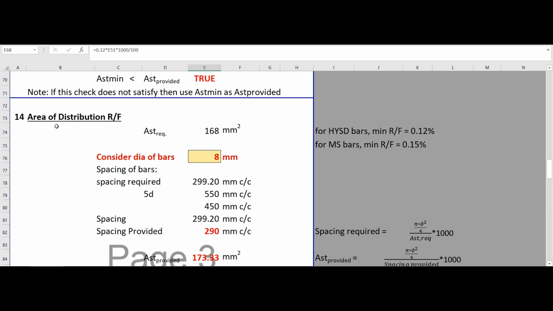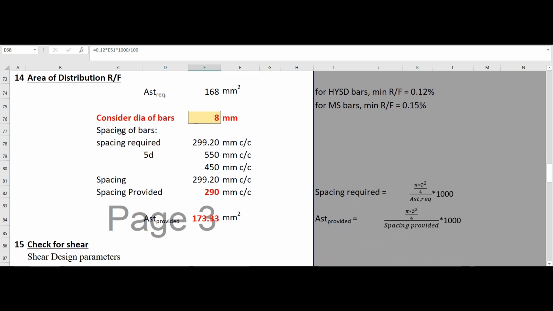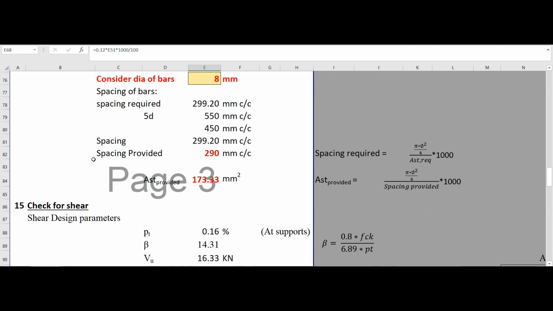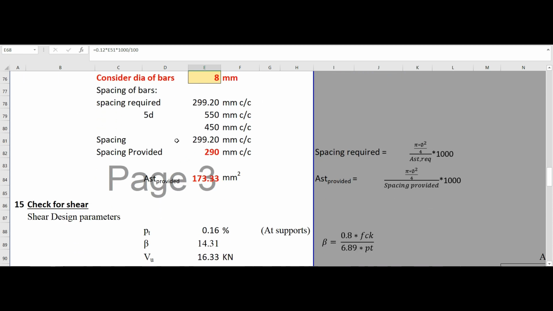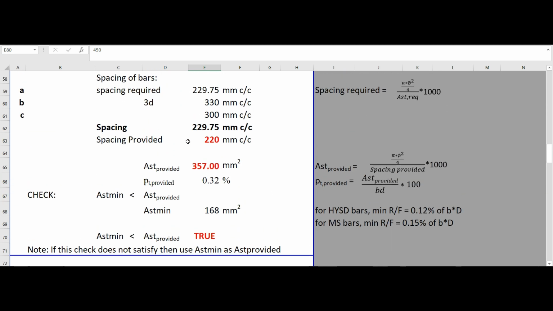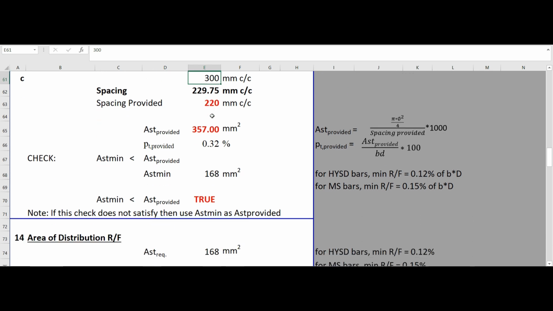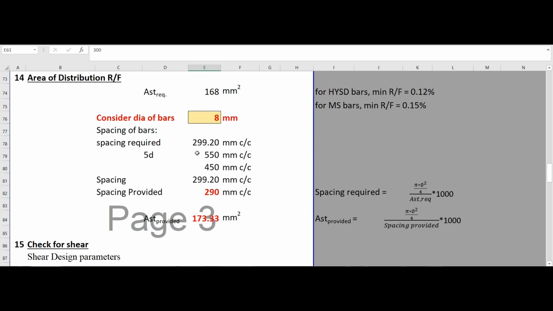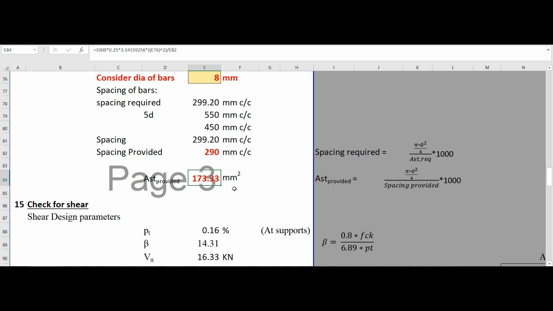Now we will calculate the area of distribution steel in the similar way. So here we have taken 8 mm dia bars and we have provided the spacing of 290 mm center to center. But here the spacing required should not exceed 5D and 450 mm. Whereas in the case of main reinforcement, the spacing should not exceed 3D and 300 mm center to center. So area of distribution steel is 173.33 mm square.